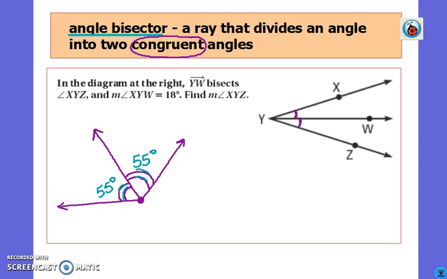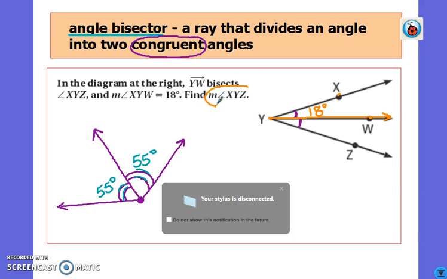It says that the measure of angle XYW, that must be this top one, is 18 degrees. And it says that this is an angle bisector. So swoop, swoop, those two are equal. Be careful when you answer the question though, because they're asking for the measure of angle XYZ.